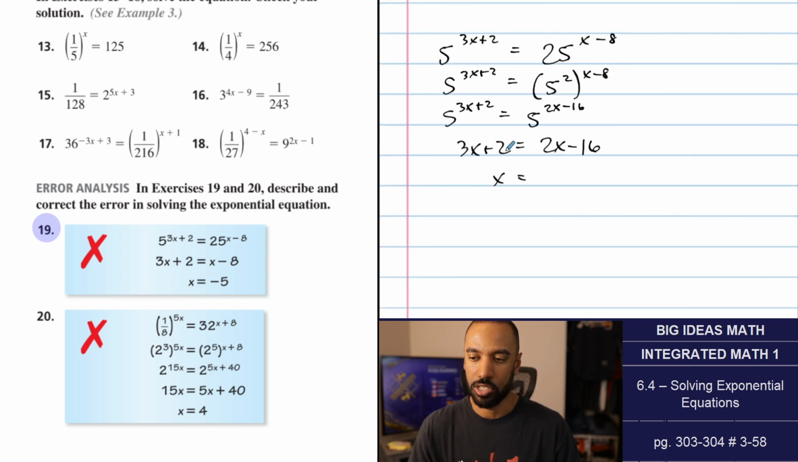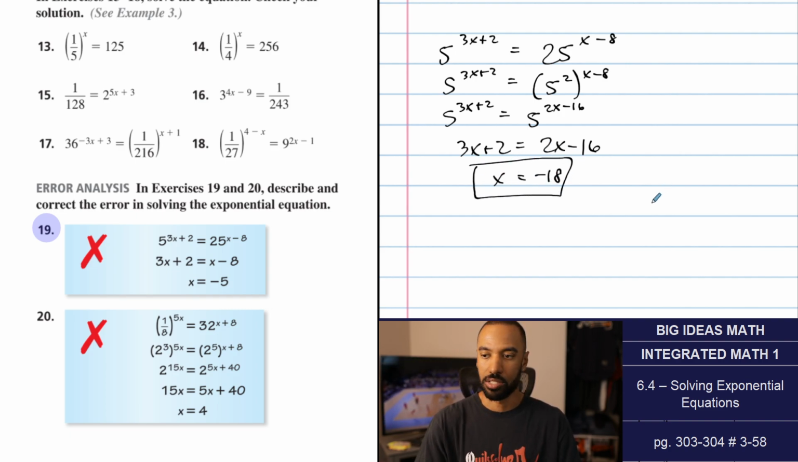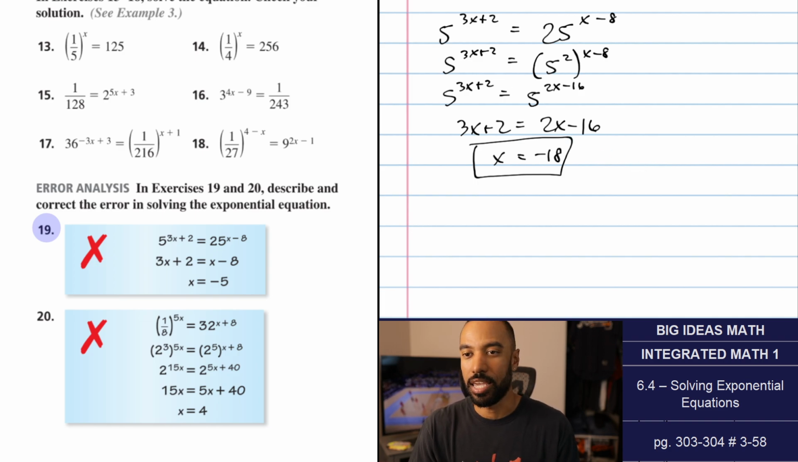2x subtracted, 2 subtracted here, you get negative 18. Am I right? I guess so. I hope so. They didn't double check either, right? That was probably part of their problem too.